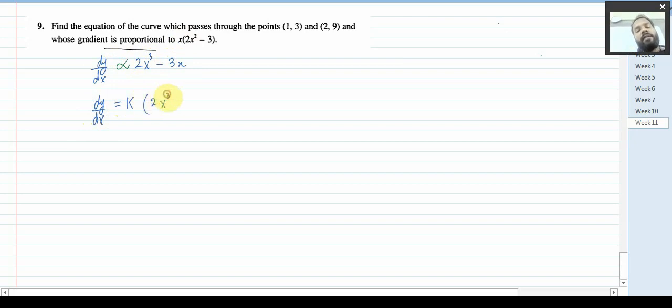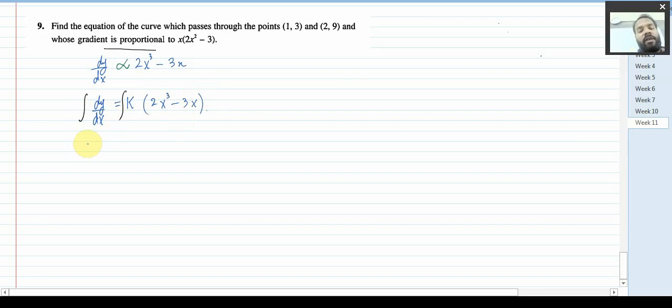2x cubed minus 3x. So that is my equation of dy by dx. We need to find the equation of the curve. That means we need to find the value of y, and to find the value of y, we simply need to apply integration here.